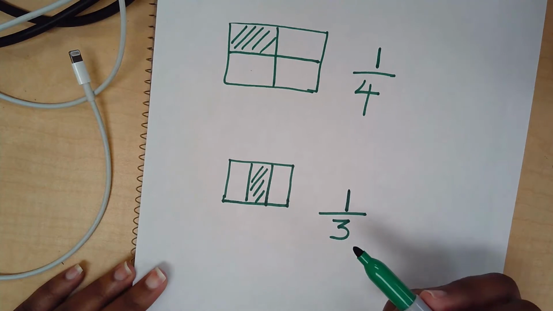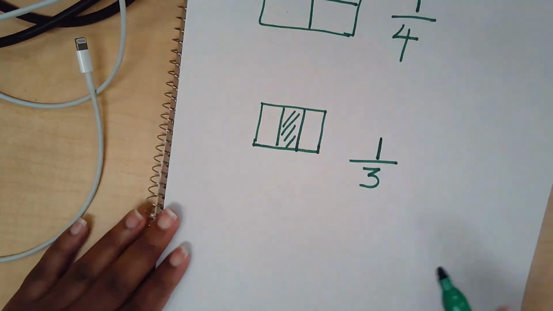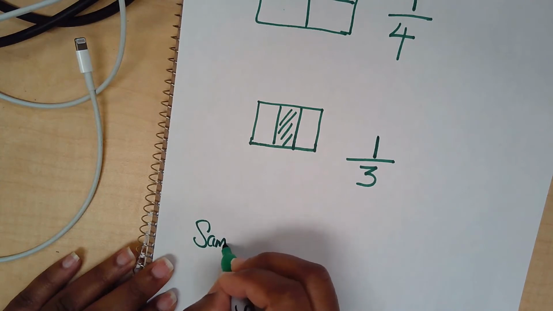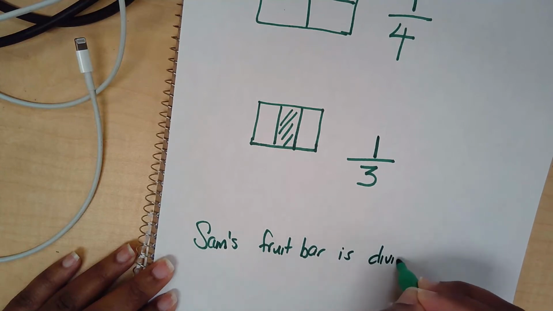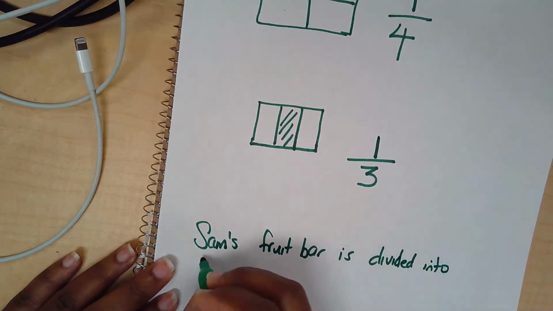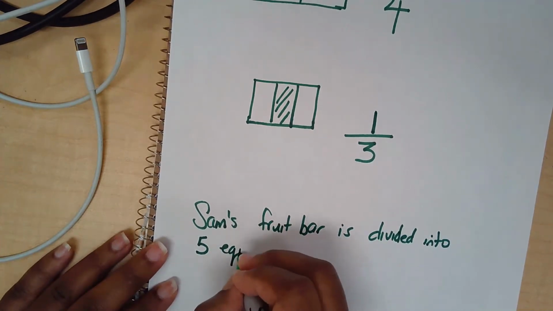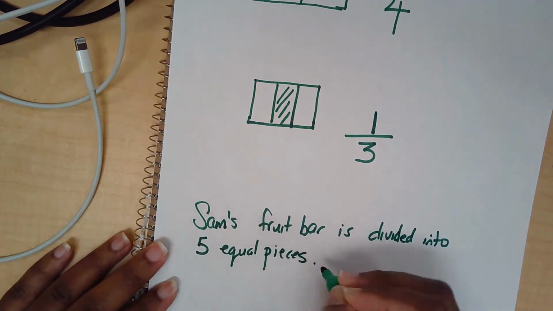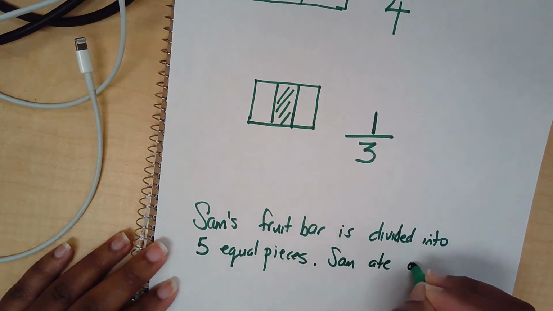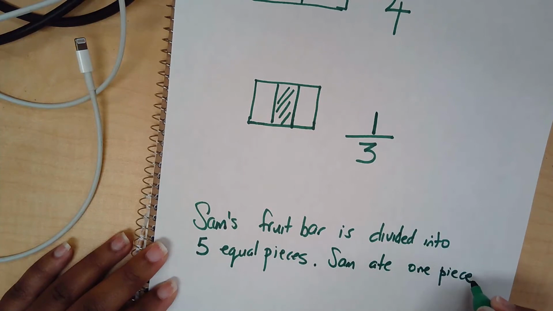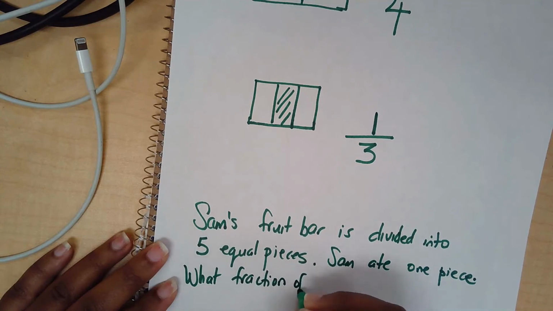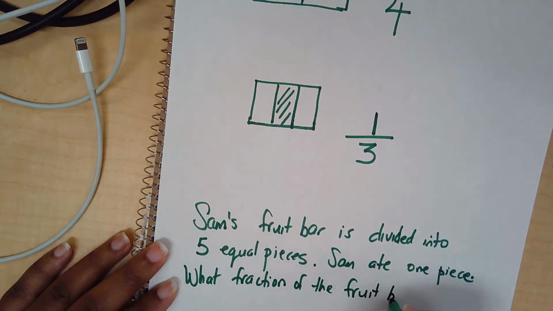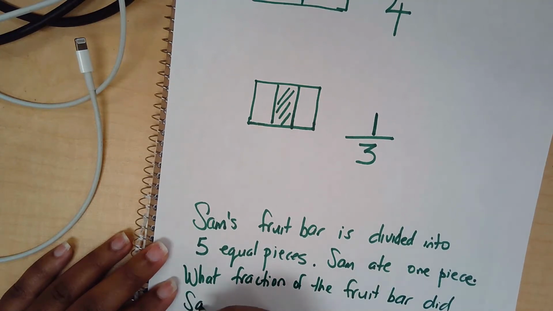Well, what if we were given a word problem? A word problem such as: Sam's fruit bar is divided into 5 equal pieces. Sam ate 1 piece. What fraction of the fruit bar did Sam eat? Well, the first thing we would want to do is draw Sam's fruit bar.